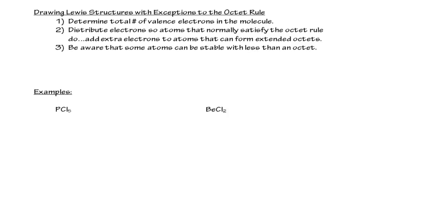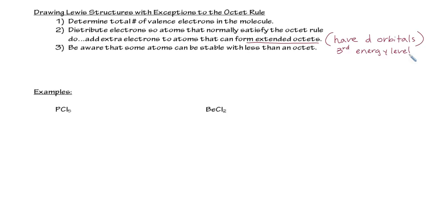which is kind of what they tell me in step 2. Distribute the electrons so atoms that normally satisfy the octet rule do. Extra electrons can go to atoms that can take an extended octet. Those that can take an extended octet must have d orbitals. So we're talking atoms in the 3rd period or beyond, or the 3rd energy level. All right. It also says to beware that some atoms can form stable compounds with less than an octet.